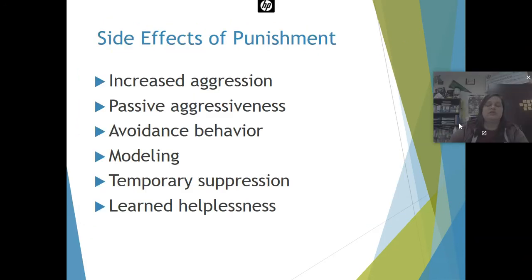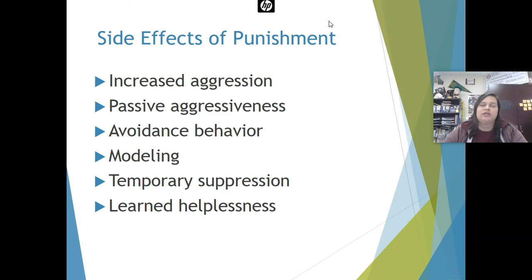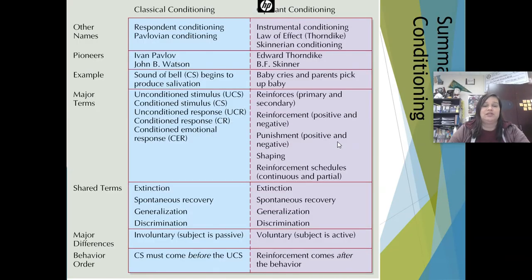There are side effects of using punishments, and we don't get into this a whole lot, but research has shown that using punishment, like how he was shocking the animals, can cause them to be more aggressive, become more passive aggressive. Instead, people and animals just learn to avoid things, so avoidance behavior, then they model that, and then they teach others to be aggressive. Maybe things will be better, but they just temporarily suppress the behavior and then learned helplessness.